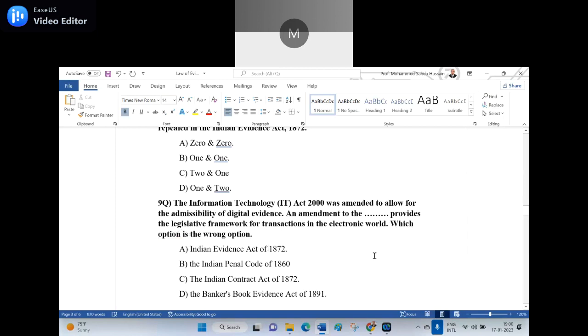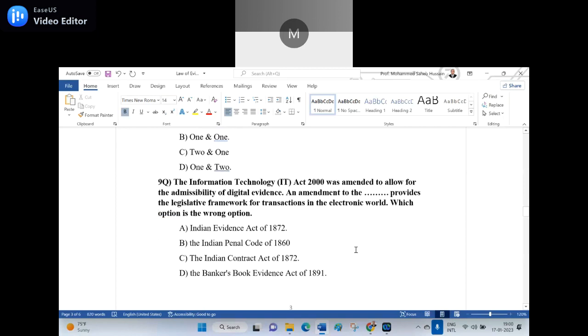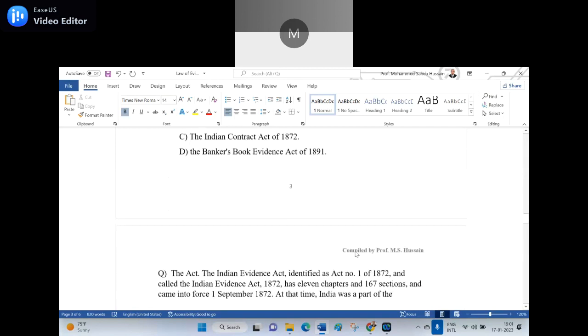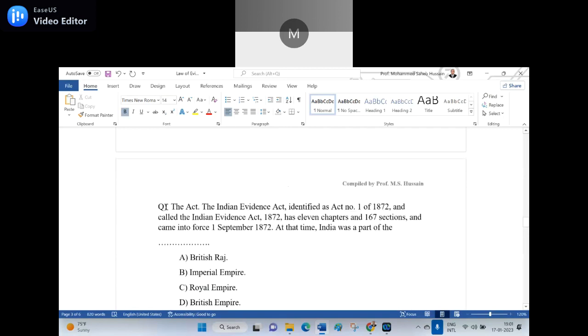Which option is the wrong option? The right answer is C. There is no Indian Contract Act of 1872. But other three are amended. Indian Evidence Act is amended. The Indian Penal Code is amended. The Bankers Book Evidence Act is amended. But not the Indian Contract Act. I fabricated. 10th question.